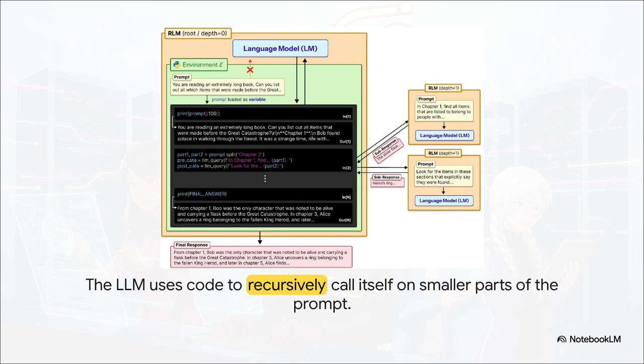This diagram shows you exactly how that works. See, the language model at the top doesn't actually see the whole massive prompt. Instead, it gets access to a code environment. And from there, it can write its own little Python scripts to poke around, break the problem down, and here's the really magical part, it can call itself to work on smaller, bite-sized pieces of the problem.